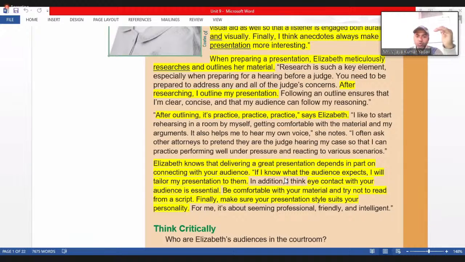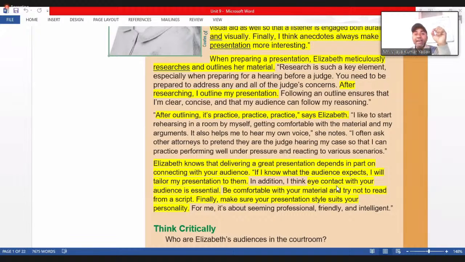If I know what the audience expects, I will tailor my presentation to them. Remember, very important sentence. You must know about the expectation of the audiences, what information they need, what they expect, that must be clear to you. Only then can you change the mode of presentation. You can tailor your presentation. You can modify your presentation.